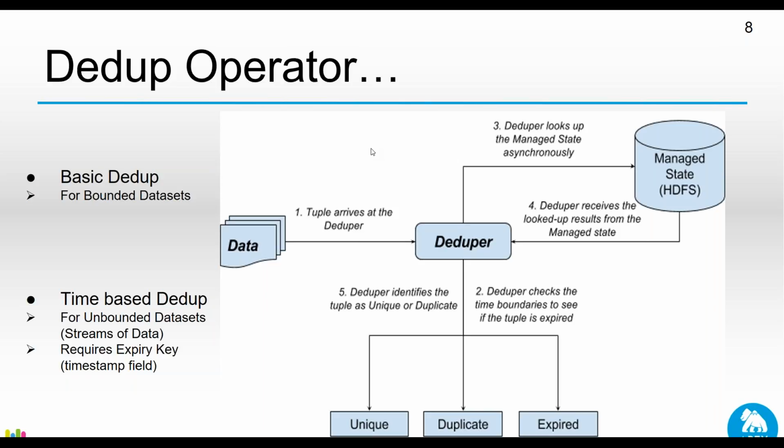And there's another configuration field called expiry period, for which this history has to be maintained by this particular operator, after which if any record comes, it is declared as expired, which will not participate in the deduplication process.